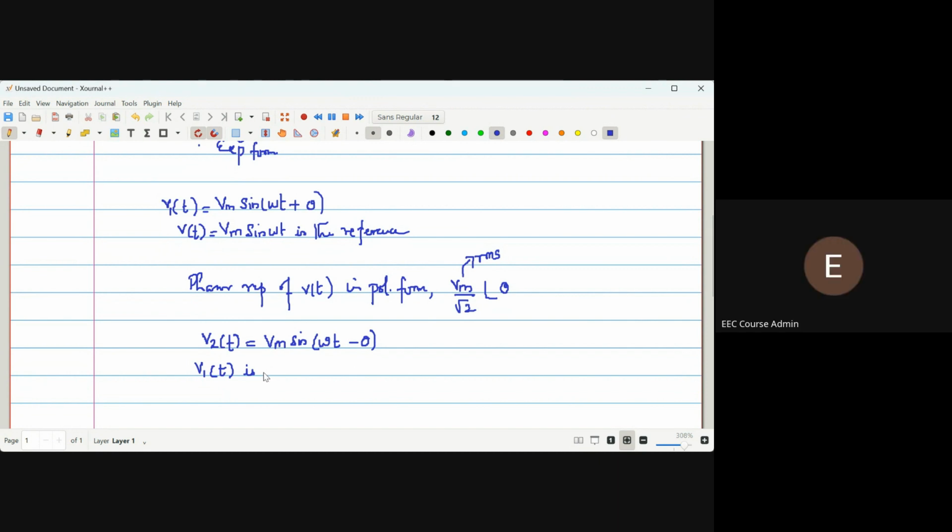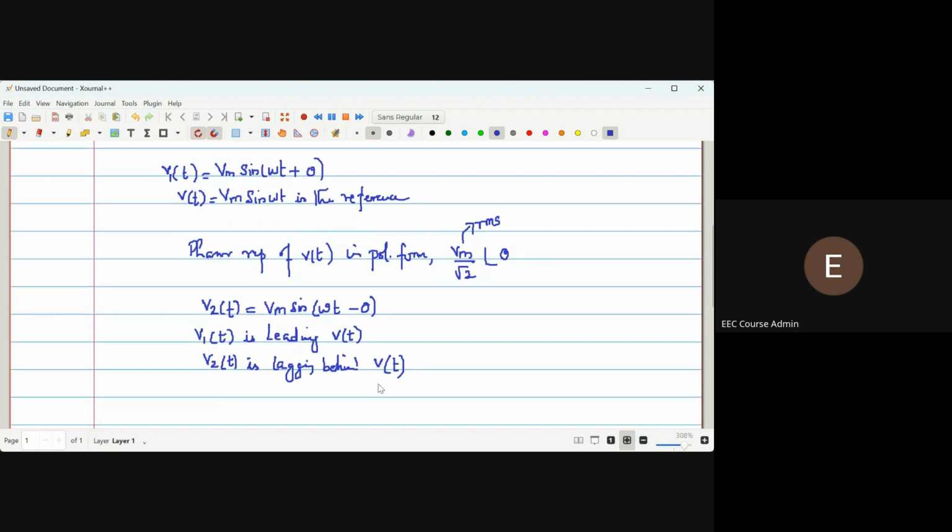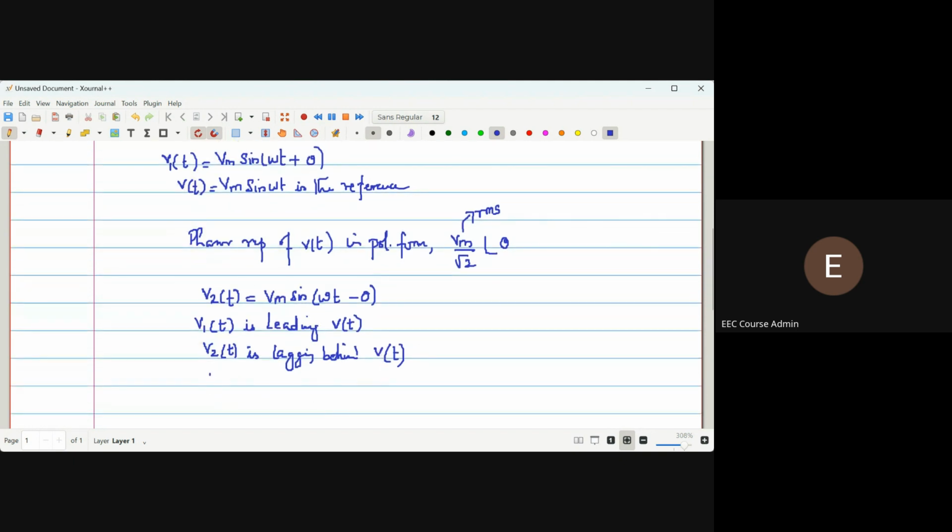No, it's audible, madam. V1 is leading and V2 is lagging. Yeah, V1 of t is leading V of t, and V2 of t is lagging behind V of t. Okay, so I will represent this V2 of t in phasor as Vm by root 2 angle minus theta.